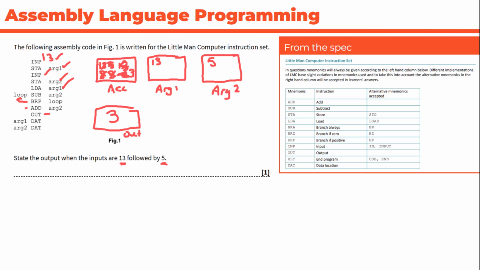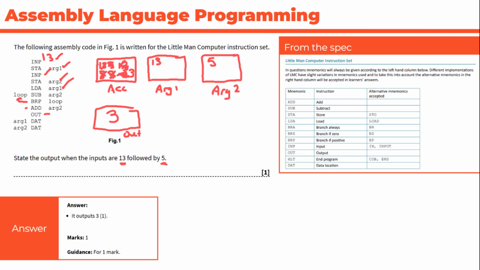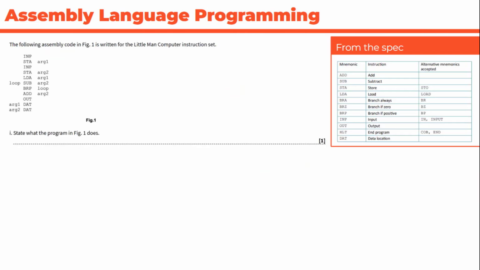So that's 1 mark, that question, for following that through. It's not too difficult if you're using your box method. And there we go. There's the answer. It outputs 3. Not bad, not bad. Now what about this question?